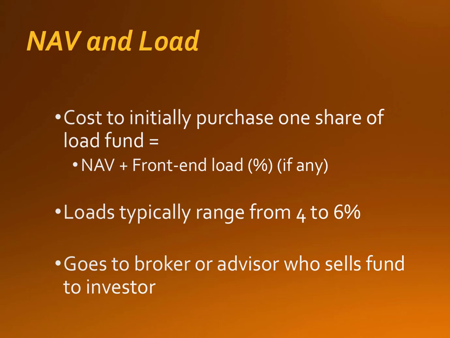What do we mean by net asset value? The net asset value is the price of a share of the fund. So if it is $100, imagine putting in $100 and you get charged the load at the front end of 5%. This is the initial sales commission, and so you are investing $95 instead of $100. These loads typically range from 4 to 6%, okay? And this goes to the broker or advisor who sells the fund to you.